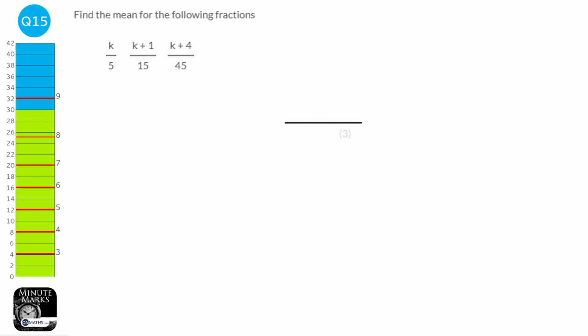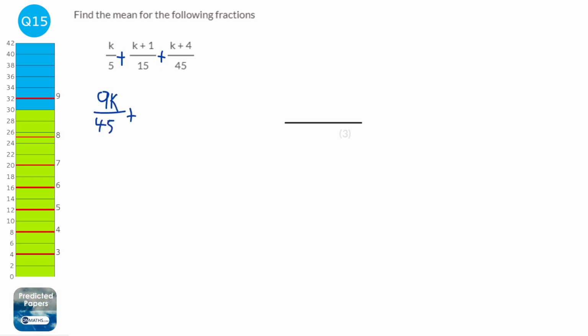So when we find the mean of something, we add the elements together and we divide them by the amount of elements. So here we've got 3 elements. So what we're going to do is add these together and then divide by 3. Now the problem is that the denominators are not the same, so we can't add them yet. But they're all factors of 45. So we're going to times top and bottom of the first one by 9. So we end up with 9k over 45.